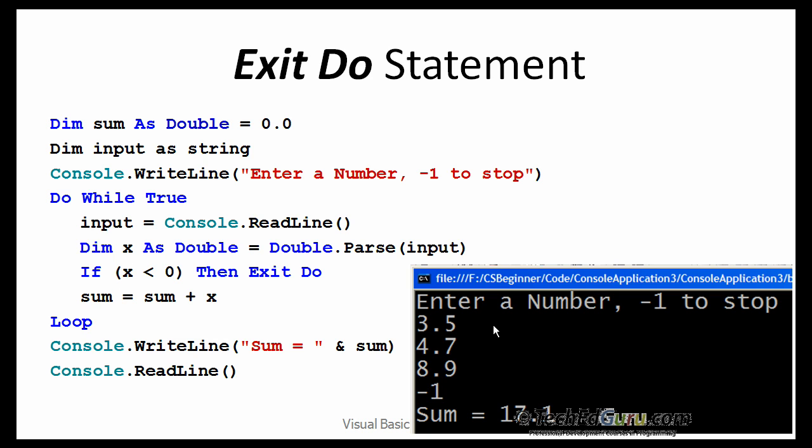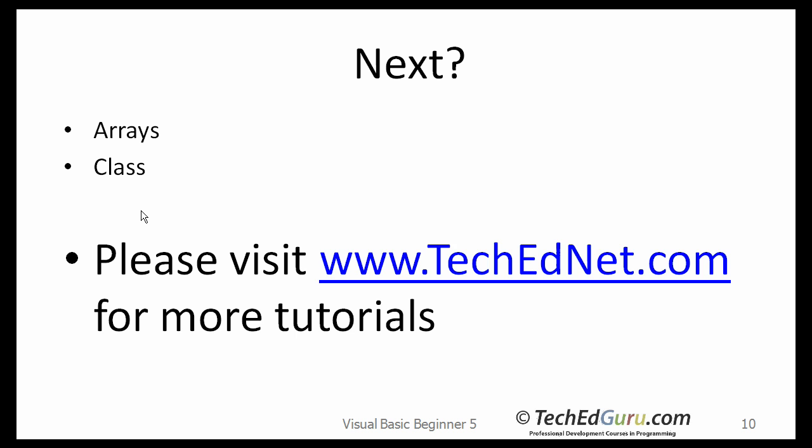So in this example, the user entered 3.5, 4.7, 8.9, and then minus 1, telling me to terminate the program. And the program then prints the sum, which happens to be 17.1, which is the sum of 3.5 and 4.7 and 8.9. So this demonstrates the exit do statement. You also have an exit for statement, which can be used with the for loop.